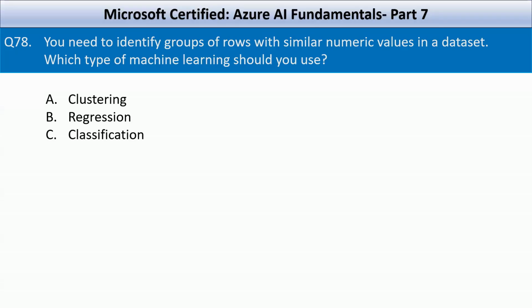Now, friends, whenever there is a talk about machine learning model and grouping is mentioned in the question, then always look for clustering in the list of options. Clustering is an unsupervised learning technique used to group similar data points together based on their features, such as numeric values. It's ideal when you want to find natural groupings or patterns in your data without pre-labeled outcomes.